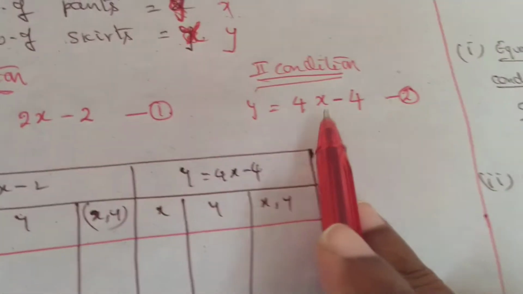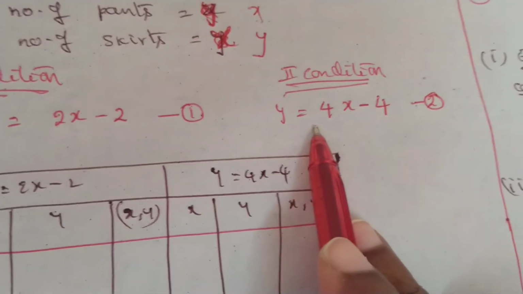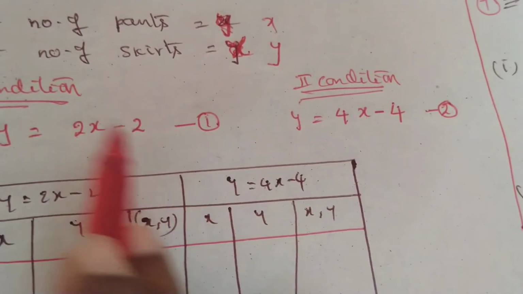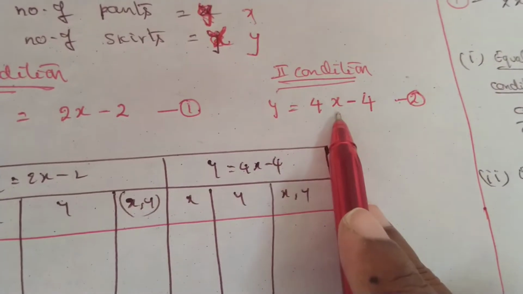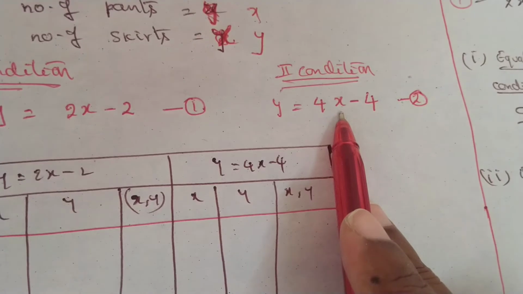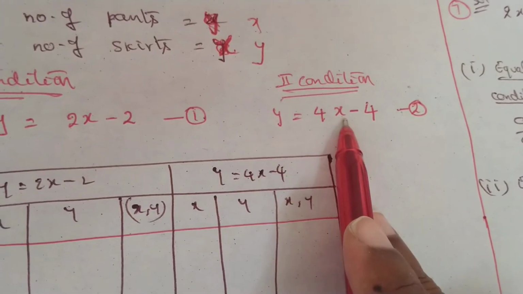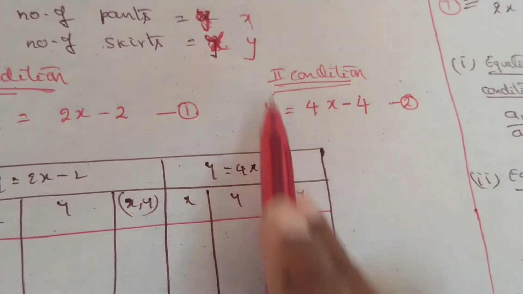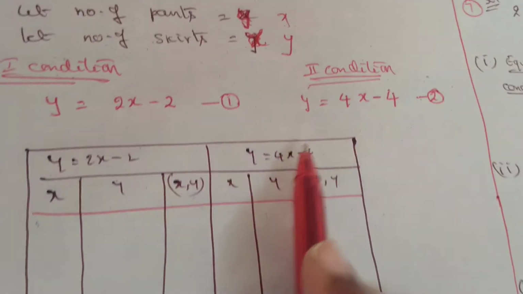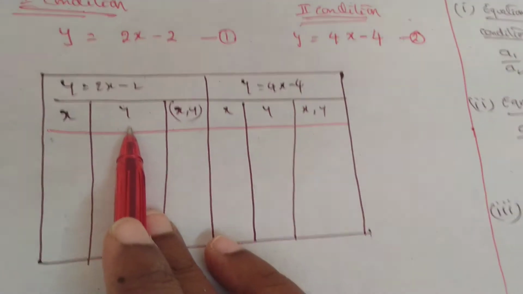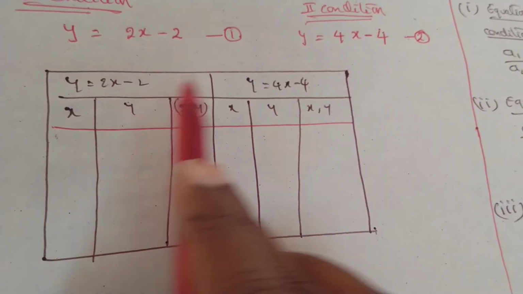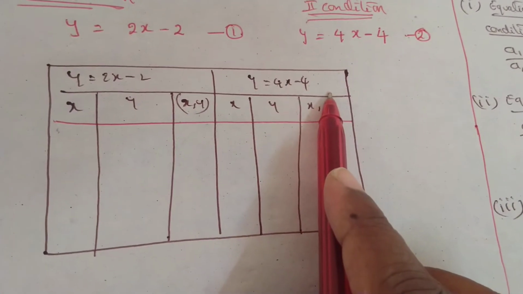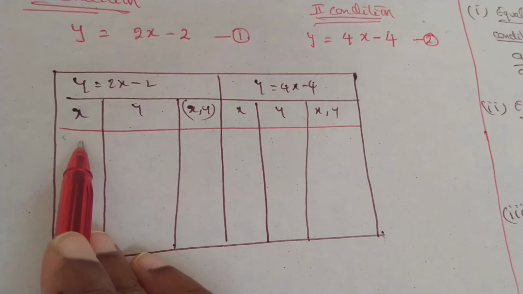Now the second condition. In the first condition the number of skirts is 2 less than twice the number of pants; in the second it is 4 less than 4 times the number of pants. The number of pants is X and the number of skirts is Y, so we take the points as X comma Y. Write the equations in the table. Y is equal to 2X minus 2. Y is equal to 4X minus 4. Now take different values of X.